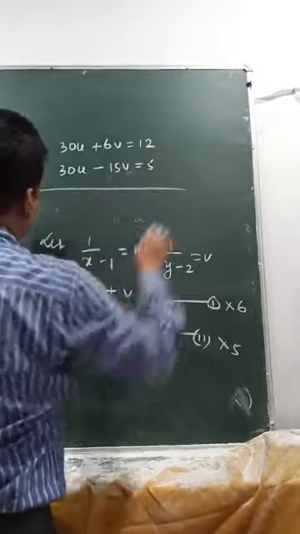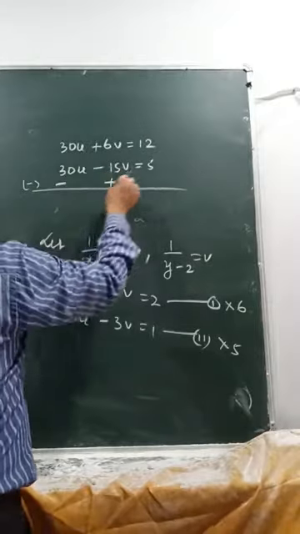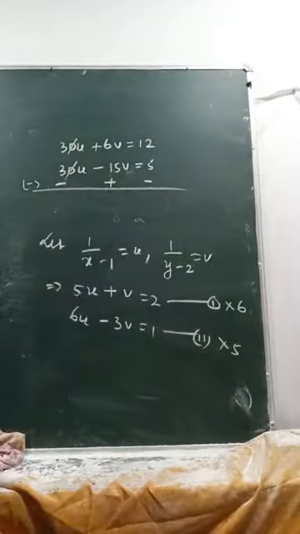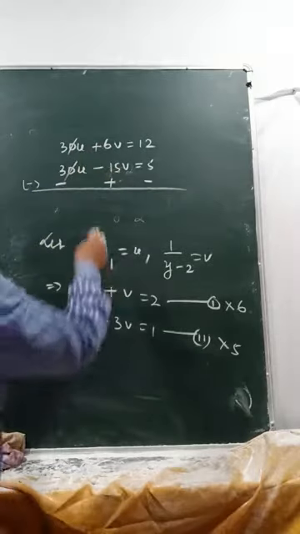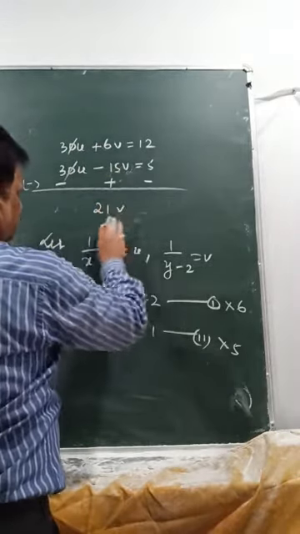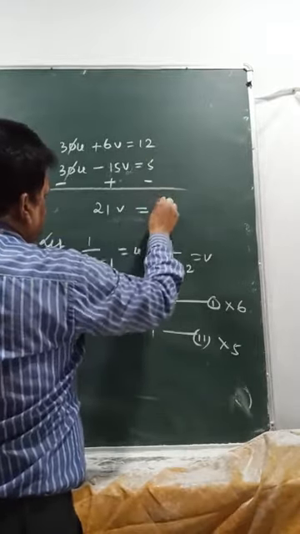Now equalize. Minus, again minus. This is cancelled. 6 plus 15, how much? 21v equals 12 minus 5, which is 7.